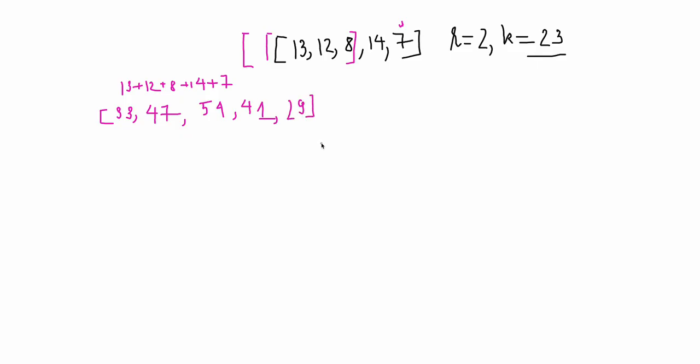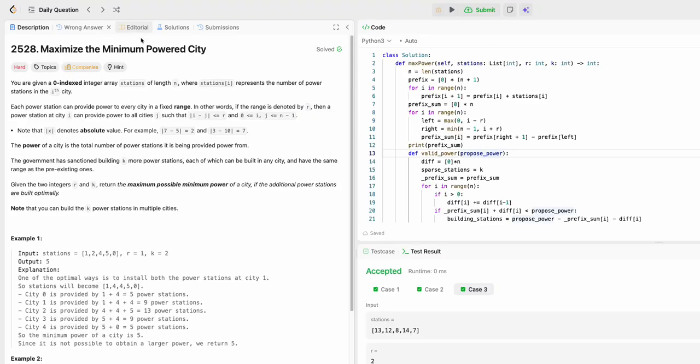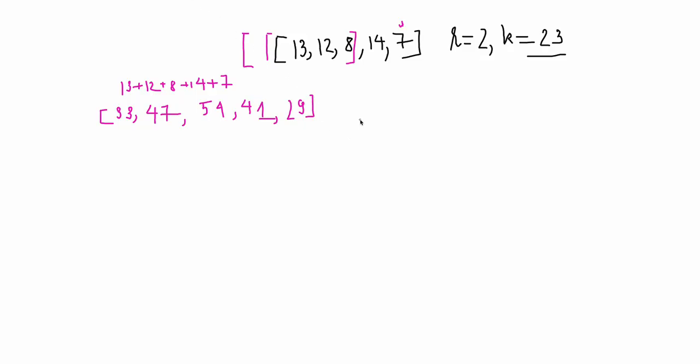Okay, so for now, we have the number of power stations that can serve a city. And let's say, how can we find the answer for the min-max problem? So for the min-max problem, we need to propose something, right? Let's say that here I propose that the max would be 53.